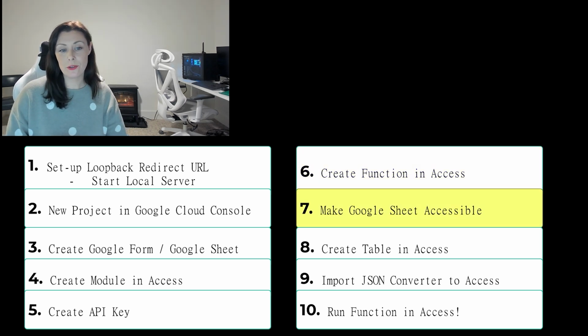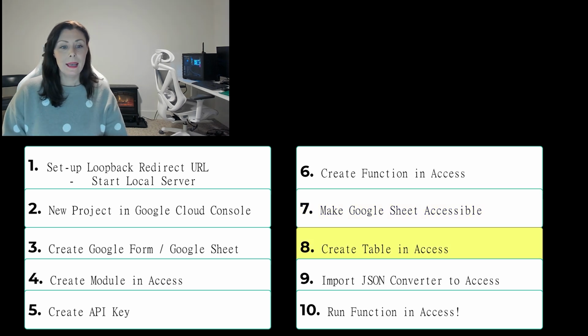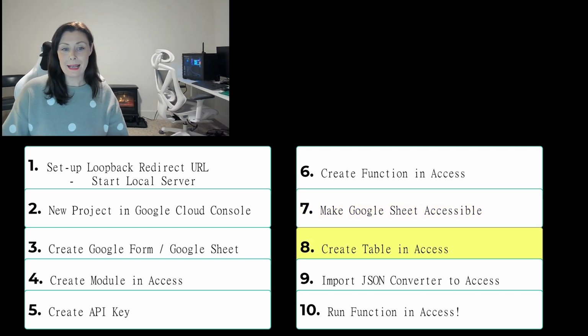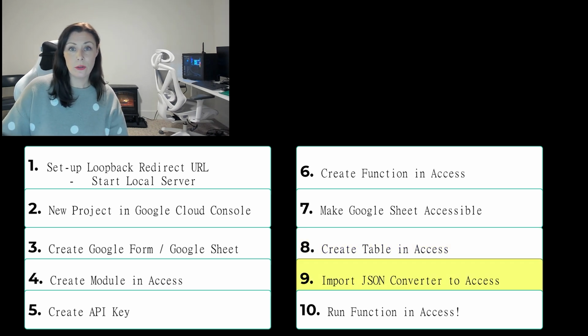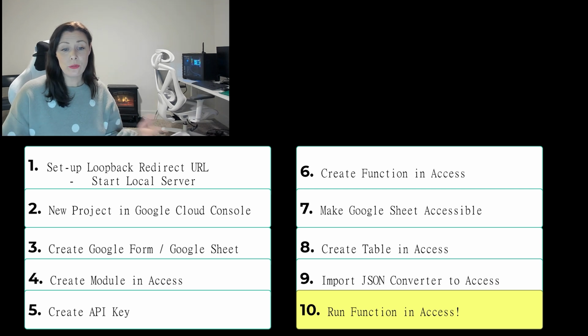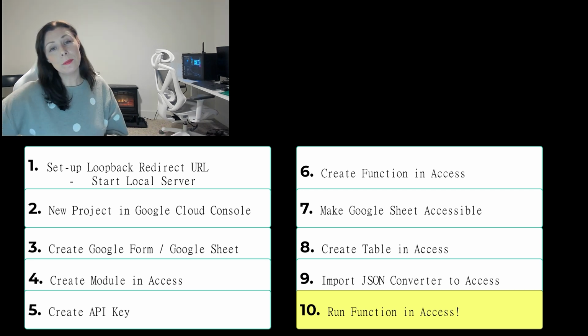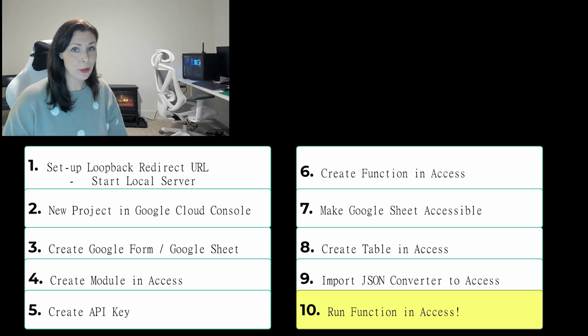And then we're going to make sure that Google Sheet is available to everyone with the link. I'll explain more about that. And you're going to create a table in Access to house that information from the Google Sheet. And you're going to import the JSON converter code. And then you're going to run a function, which will then take all the data from the Google Form and Sheet and bring it into Access for you.